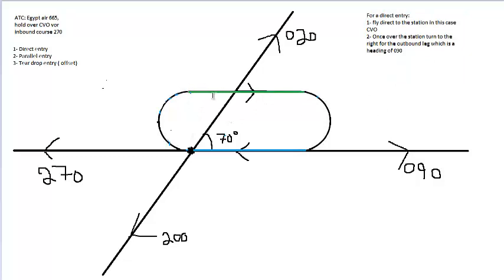Once we're over to the heading of 090 and abeam, we start counting 1 minute, and the hold continues normally. We fly the racetrack. We go into the racetrack as normally and continue turning until ATC tells us otherwise. Now that's for a direct entry.